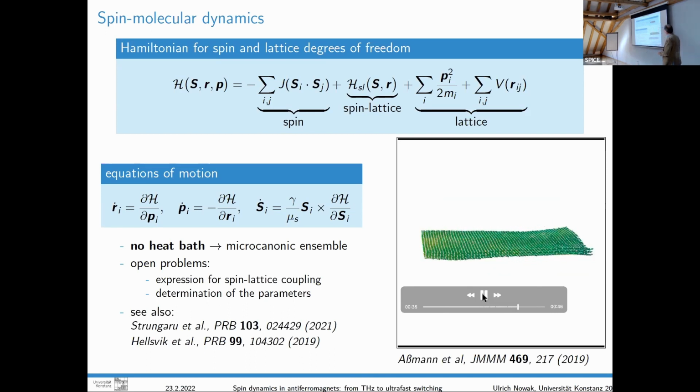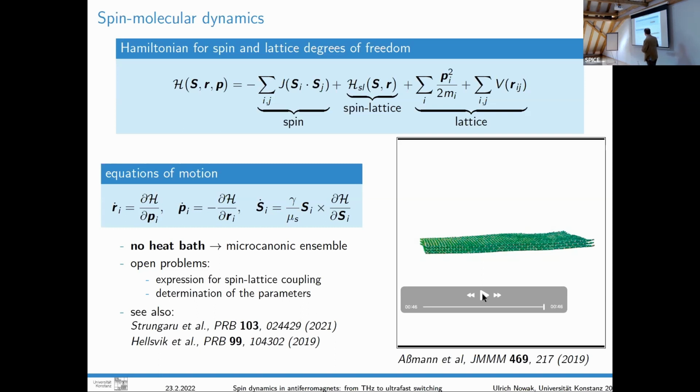But we have lots of problems with that, so we are working on that. And there are many open questions. And one, the most important for the moment, is what exactly is a good form for this coupling term. So how do spins and lattice degrees of freedom couple microscopically? There have been some ideas in the literature. So people in York work on that, Roy Chantrell's group.